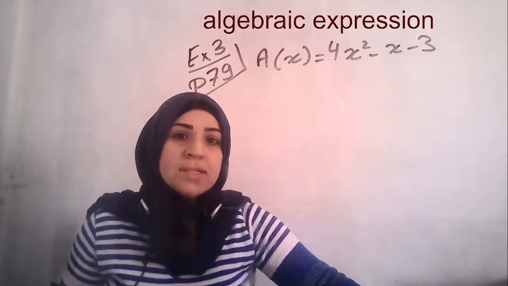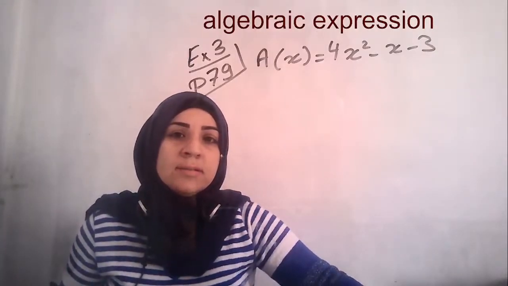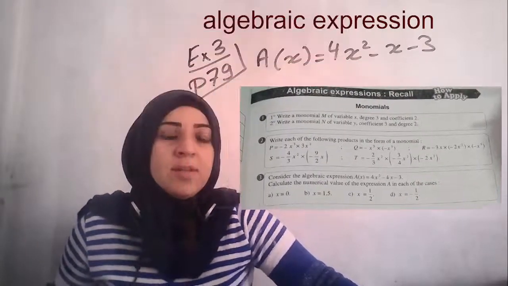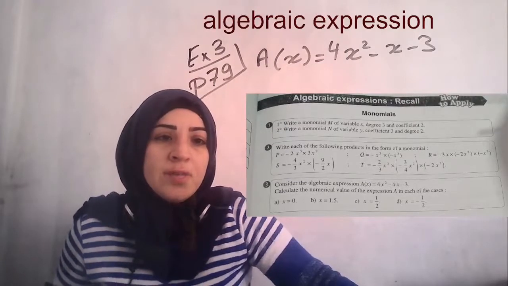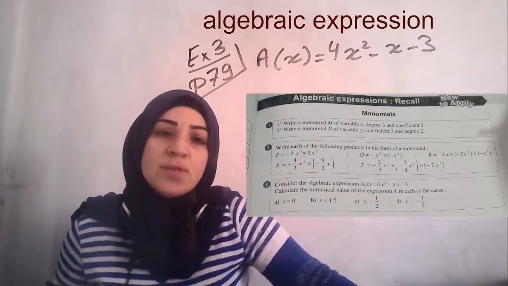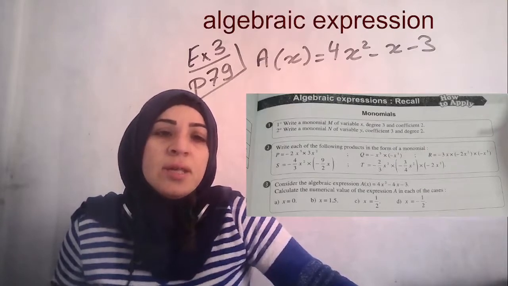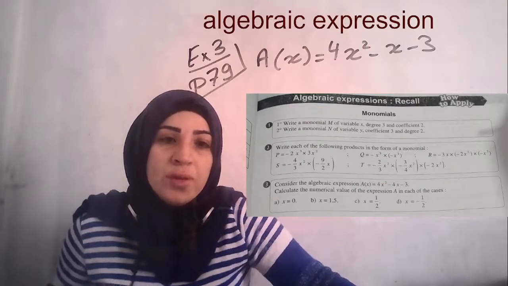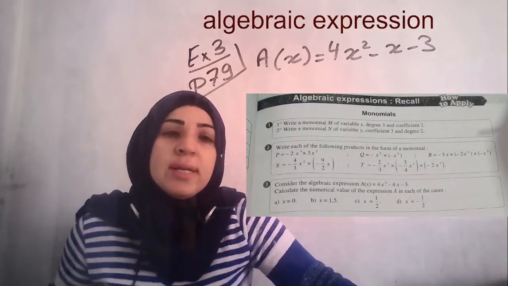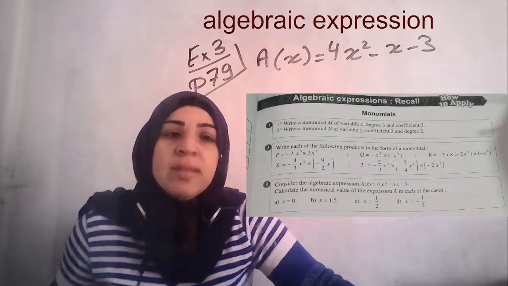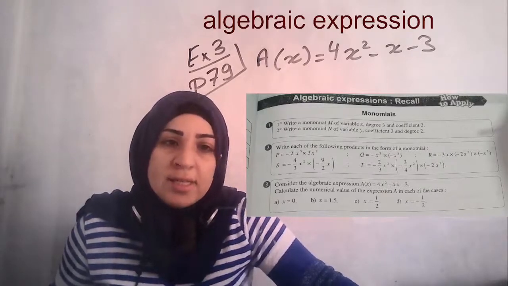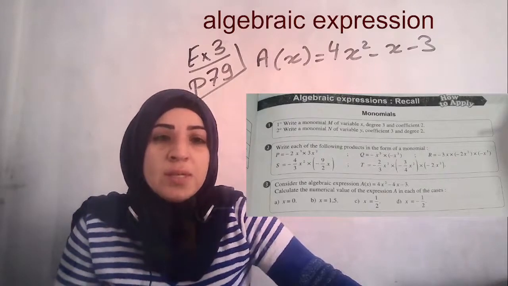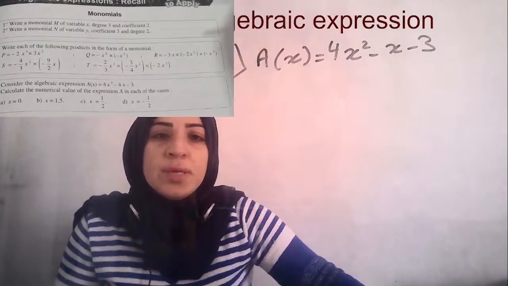Now exercise 3. Consider the algebraic expression A of x equals 4x squared minus 4x minus 3. Calculate the numerical value of the expression A in each of the following cases. We have to calculate the numerical value. I have to find the value of A of x in these four cases. Let's start with the first one, if x equals 0. What should I do here?